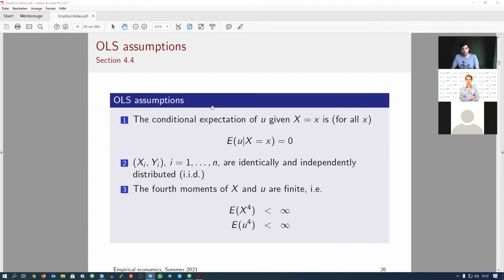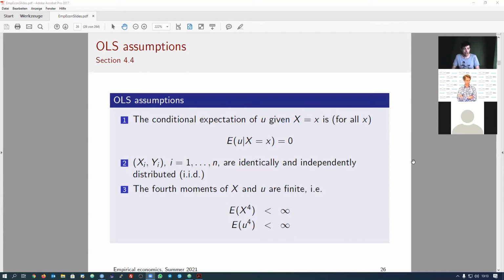They might look technical at first glance. Some of the assumptions are of rather technical nature, the third one, for example, but we will try to show you the importance of these assumptions in the subsequent lecture today. The first assumption is that the conditional expectation of the error term given x, for all of the possible values of x, is always 0. What that precisely means, I'm going to show you in a minute.